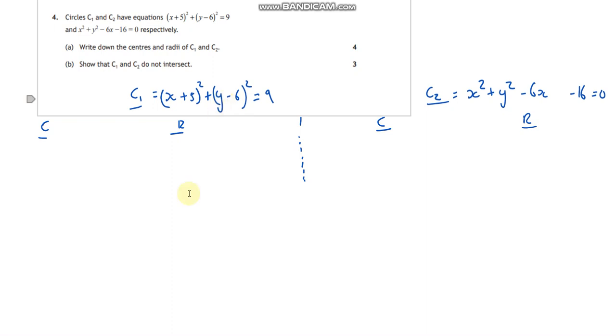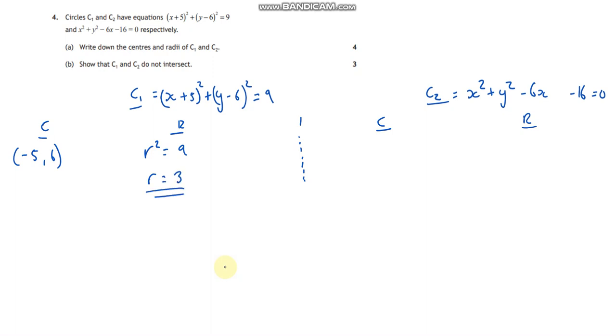So the first one's dead easy. We're just changing the sign. So we're going to have -5 and +6. And this equation is written equals r squared. Okay, so this is equal r squared. So I've got r squared is 9. So r is √9, which is just 3.